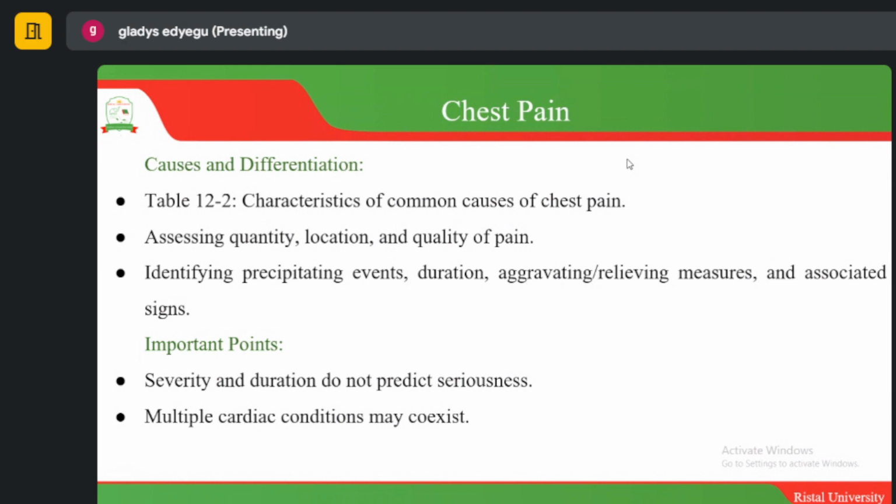Then also the important points. There are some important points that we really need to put at our fingertips, that when these patients come, we need to know about this. Severity and duration do not depict seriousness. So sometimes when these patients come, some of them may be very serious, some of them may change their facial expressions. It doesn't mean that really they are feeling severe pain or the pain is too much and so forth.